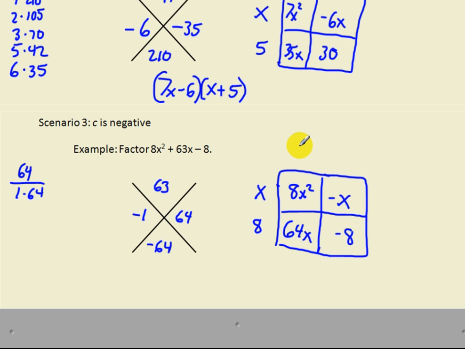8x squared and 64x, we could factor out 8x. Negative x, negative 8, the only thing that will go into both of those is 1, but it's a negative 1 because that x is negative. So we end up with 8x minus 1 times x plus 8.